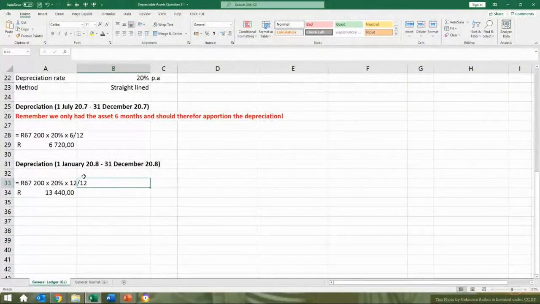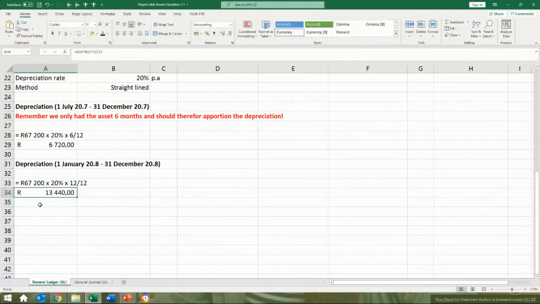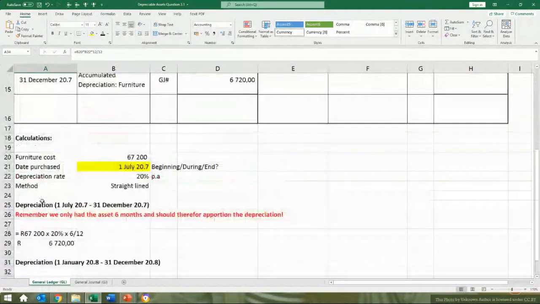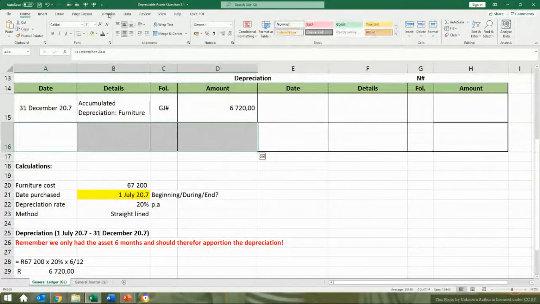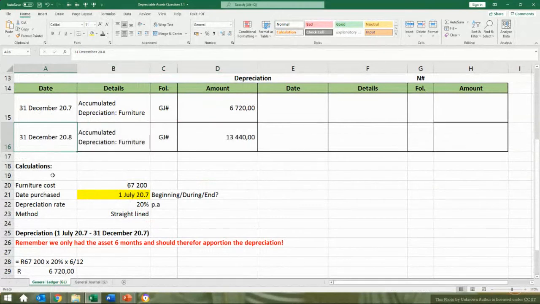But I've just indicated here that we've used it for 12 months over 12. You can leave out that step. It's just for documentation purposes while explaining in class, but you don't have to show it if it's for a full year. So our depreciation based on the straight line method is now 13,440 Rand. Okay, so what I do is for depreciation account in the second year, I account for the accumulated depreciation, but now at the 13,440 Rand.